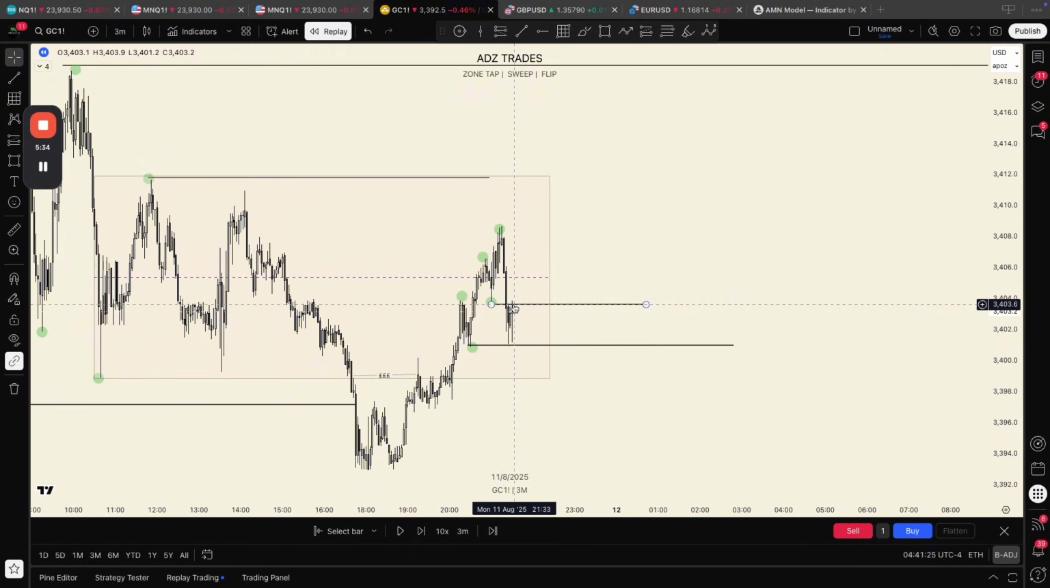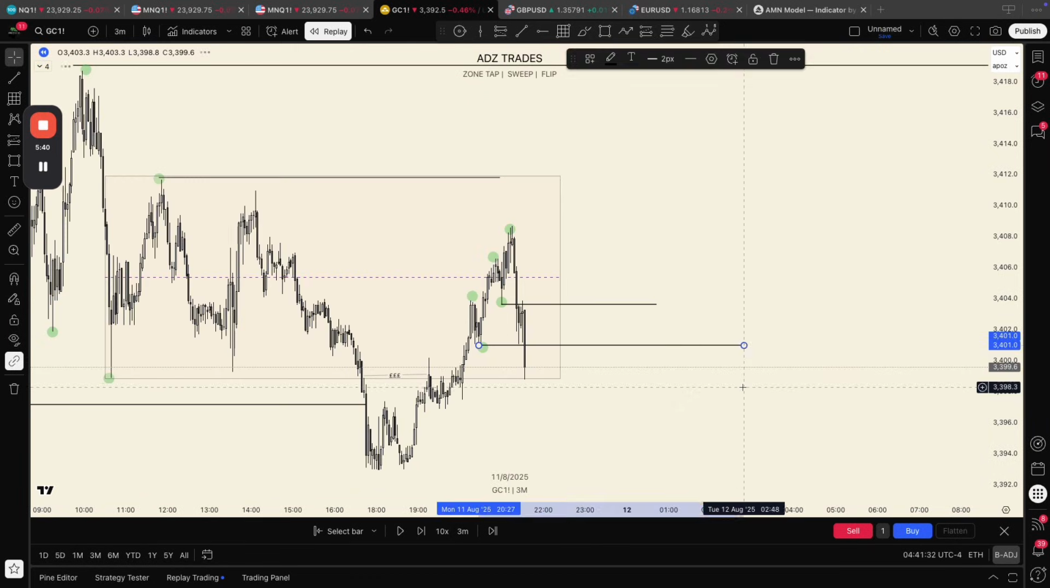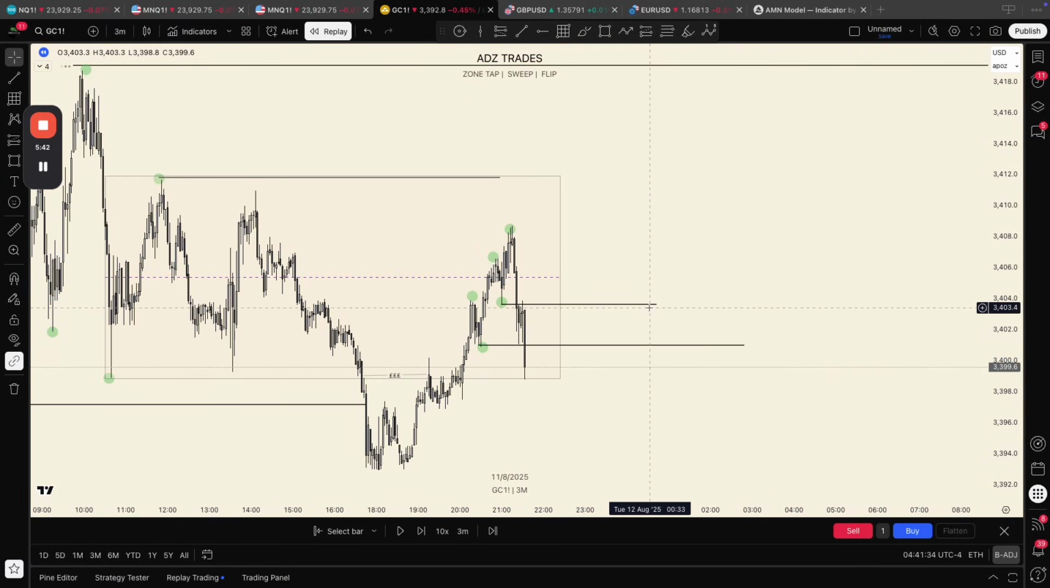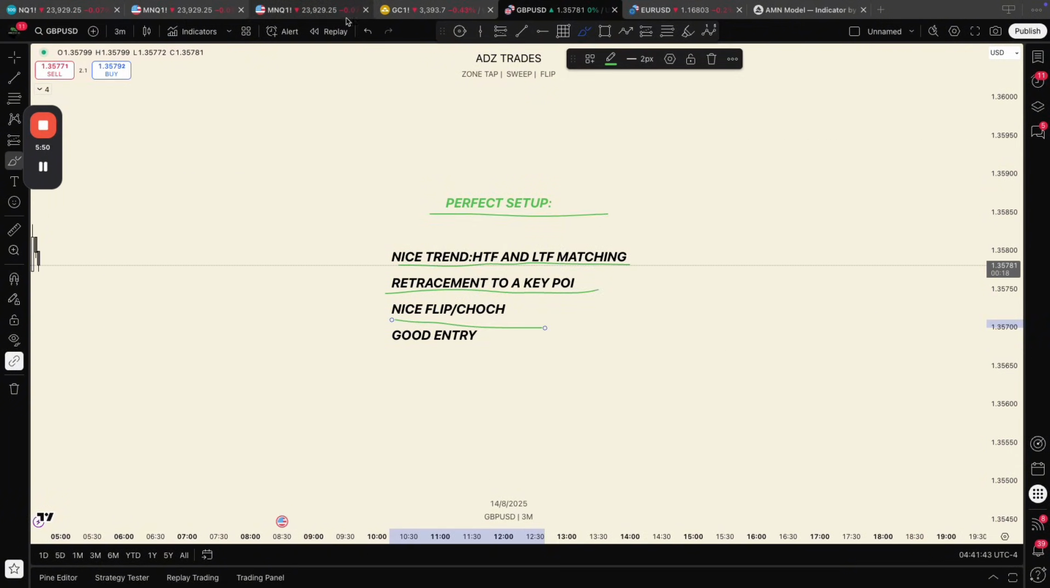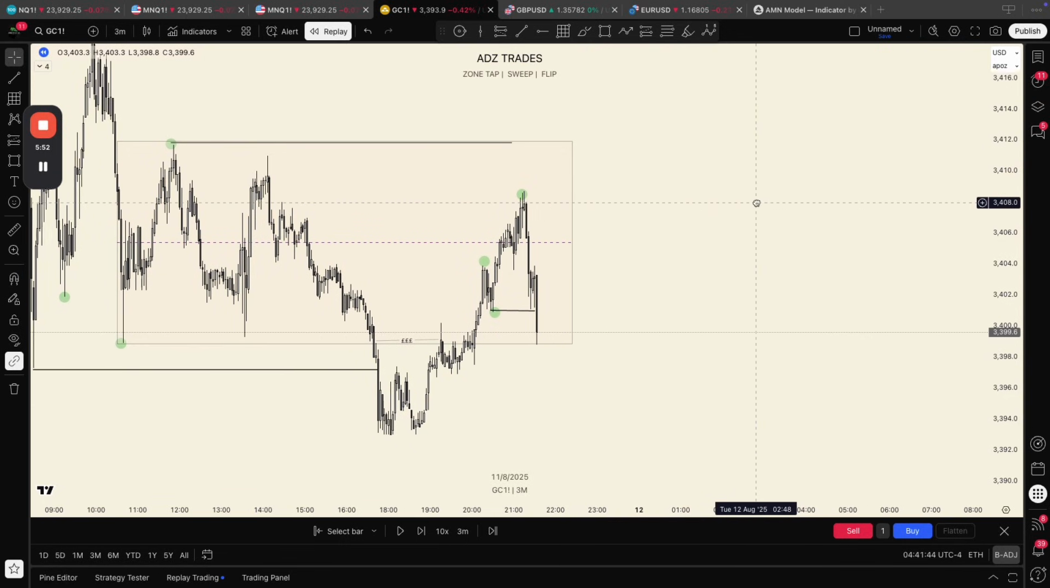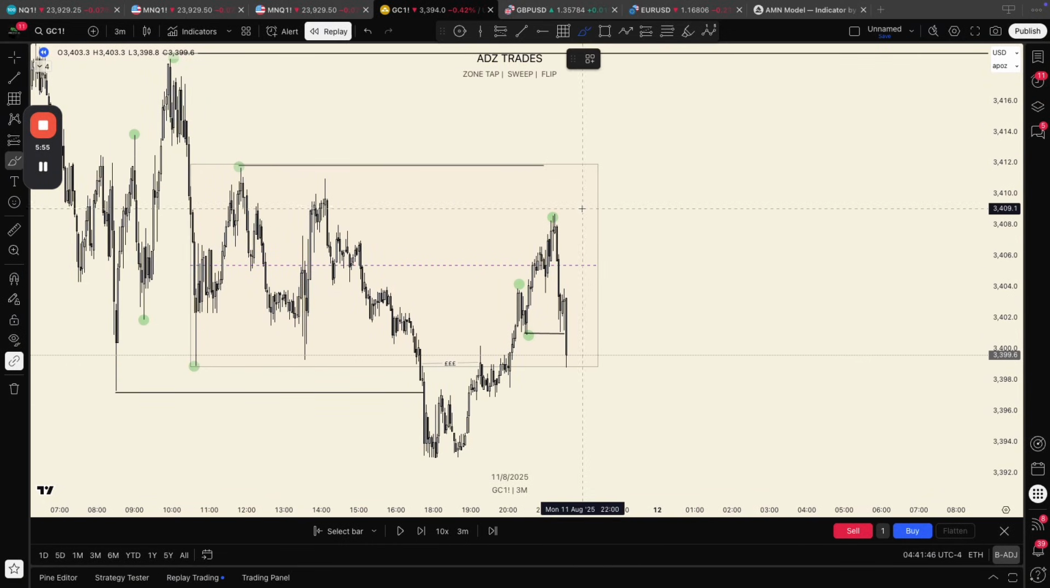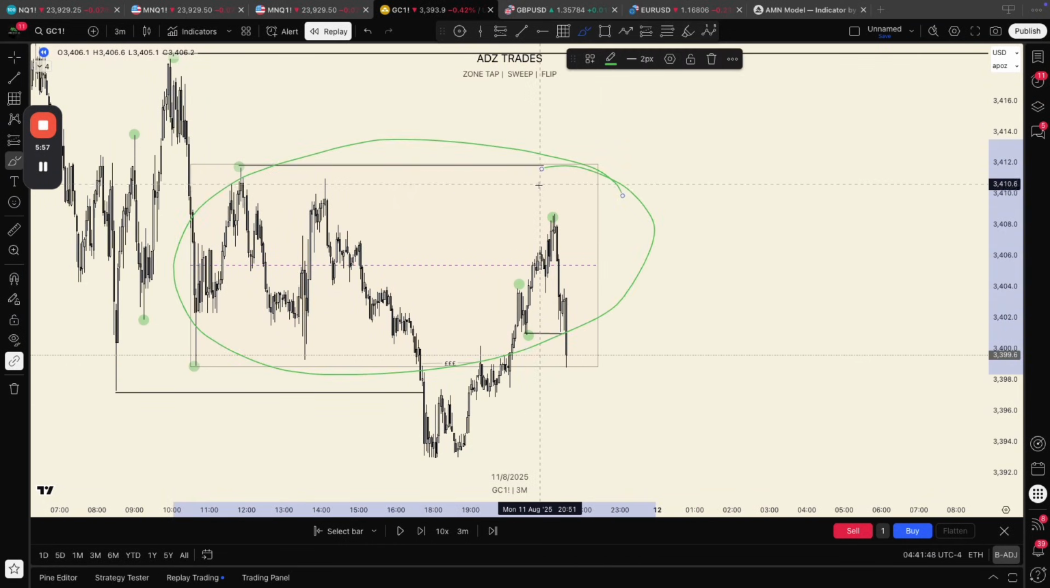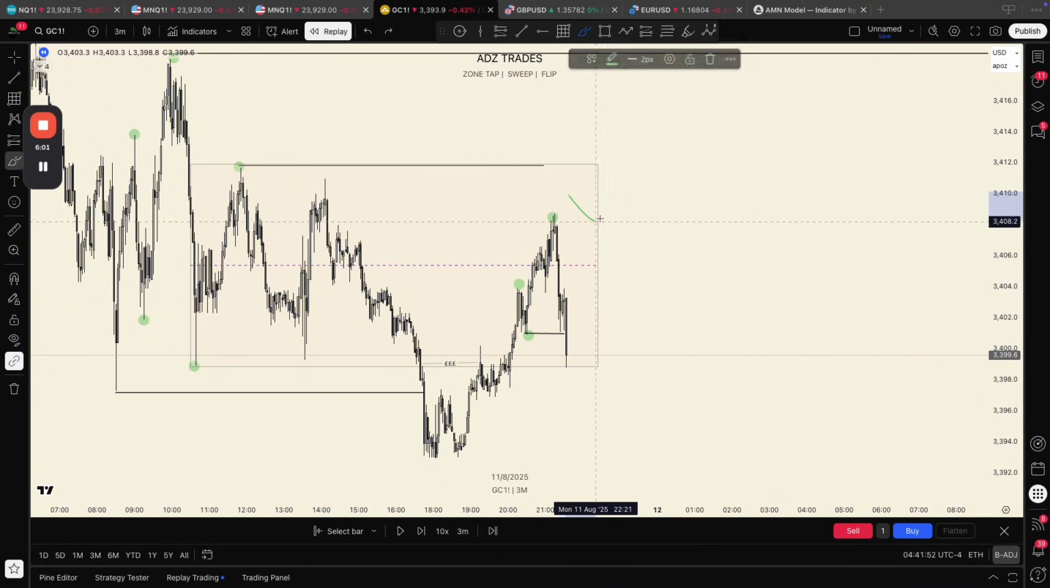Okay, nice displacement through here. Now I want displacement through here to confirm we have shifted structure. Perfect. So is this a nice change of character as stated by the criteria, right? A nice flip. Well, let's see. So what makes it nice to begin with? It happened exactly where we wanted it to happen, right? It happened in this area of supply. It didn't happen above it. That's the first good thing.